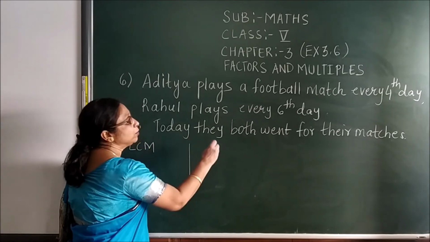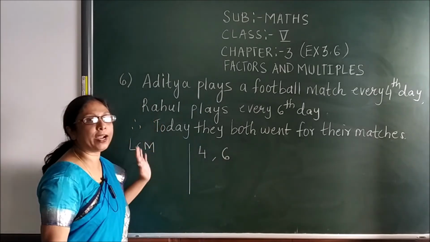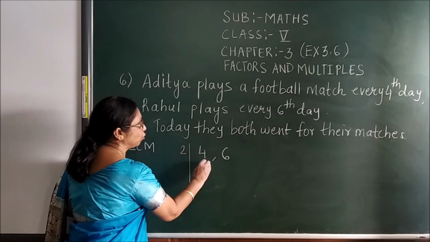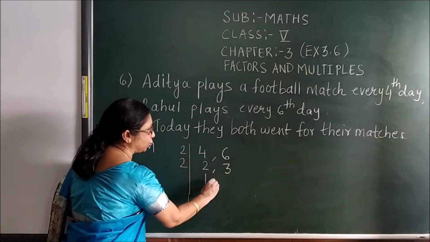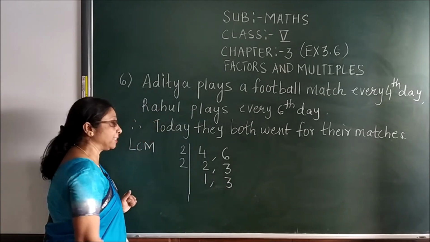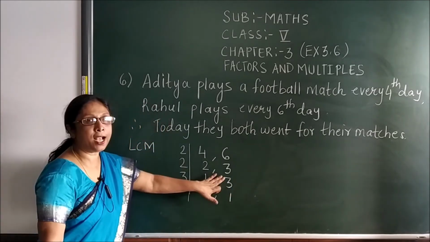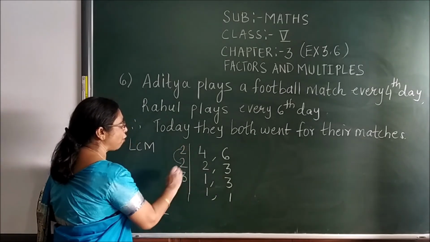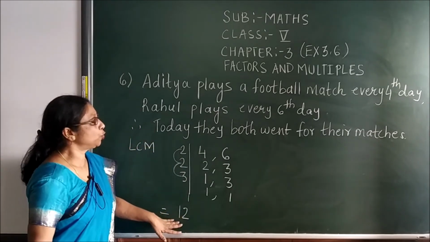Okay? So what are the 4th and 6th? Here you will use the division method. Use the prime numbers. 2 twos are 4, 2 threes are 6. Then we have again 2 ones are 2. 3 as it is, it doesn't go. Then 3 is a prime number. So 3 ones are 3. When you multiply, what do you get? 2 twos are 4, 4 threes are 12. So your final answer is 12.